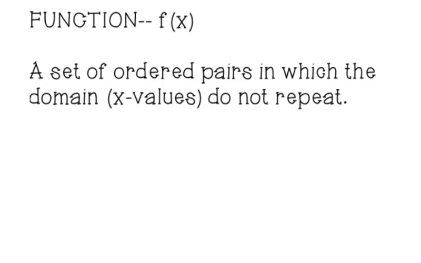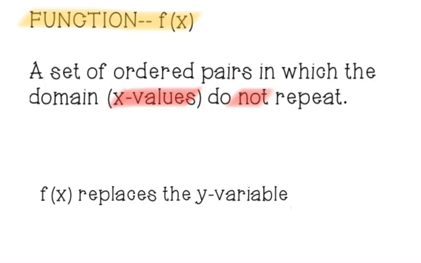Okay, so that leads us to the definition of a function. A function is a set of ordered pairs in which the domain, in other words the x values, do not repeat. So if the x values do repeat, it's simply not a function. Now f of x does replace the y variable for several reasons. One, if you have that notation in place of y, you can immediately tell it's a function, because you can't use that notation unless the equation is a function.